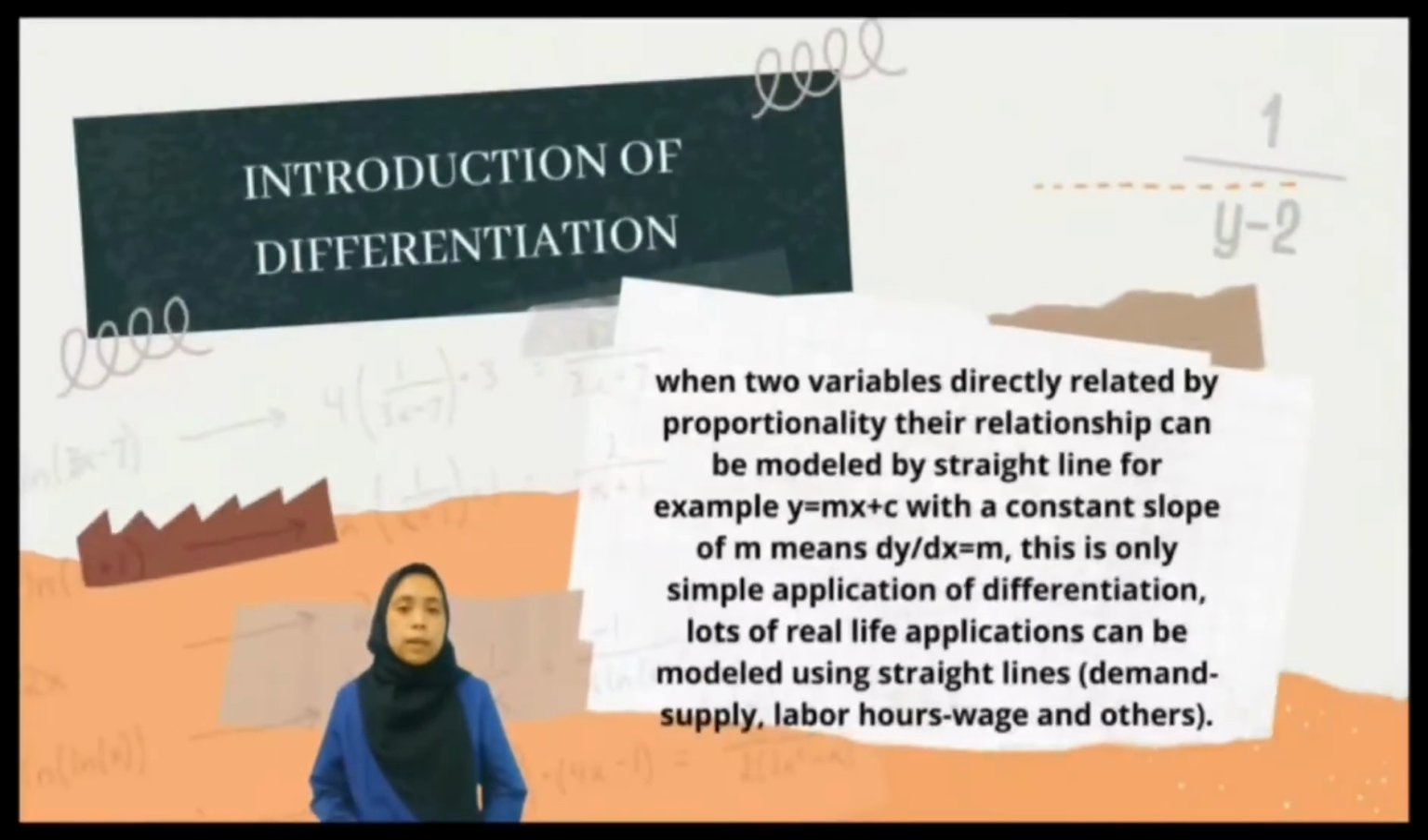When two variables directly relate proportionally, their relationship can be modeled by a straight line. For example, y equals mx plus c, with a constant slope of m, means dy over dx equals m. This is only a simple application of differentiation. Lots of real-life applications can be modeled using a straight line: demand, supply, labor, house, weight, and others.